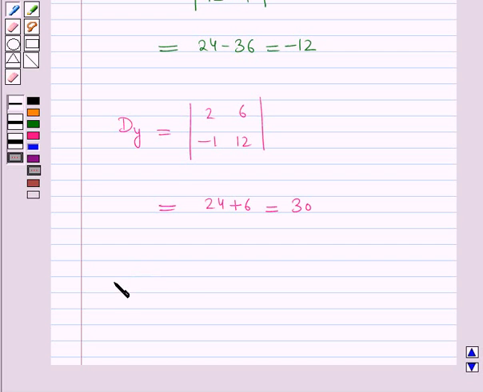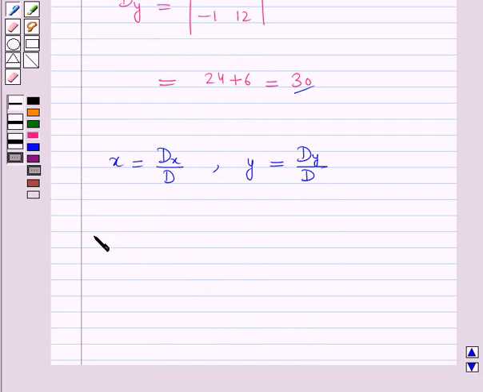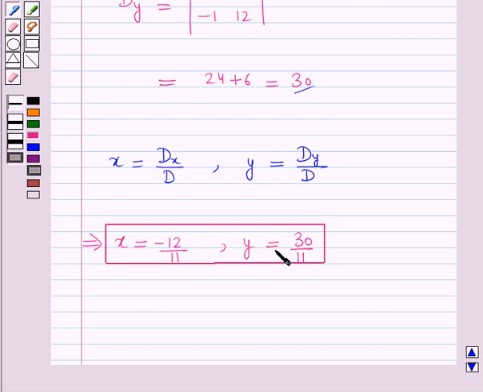Now we know that by Cramer's rule, x is equal to the determinant Dx over determinant D and y is equal to the determinant Dy over determinant D. Now the determinants D, Dx and Dy are 11, minus 12 and 30 respectively. So putting these values here, this implies x is equal to minus 12 over 11 and y is equal to 30 over 11. So we have obtained the values of x and y by using Cramer's rule for the given two linear equations.